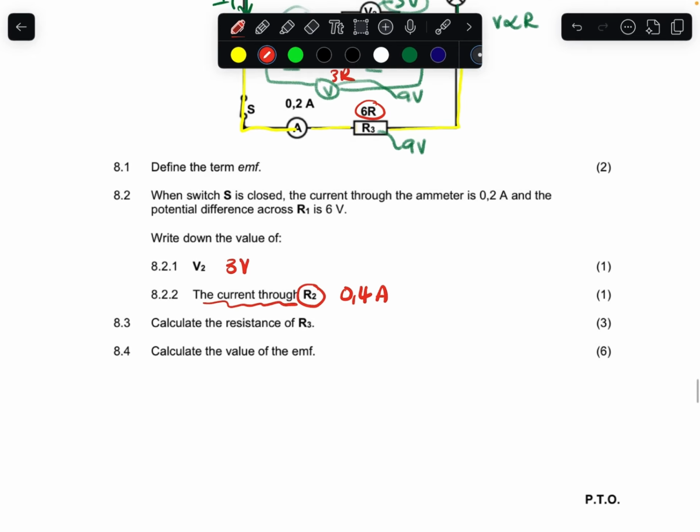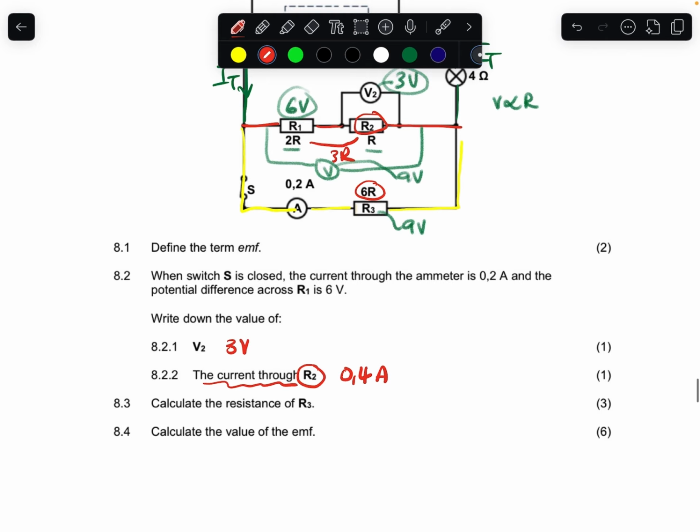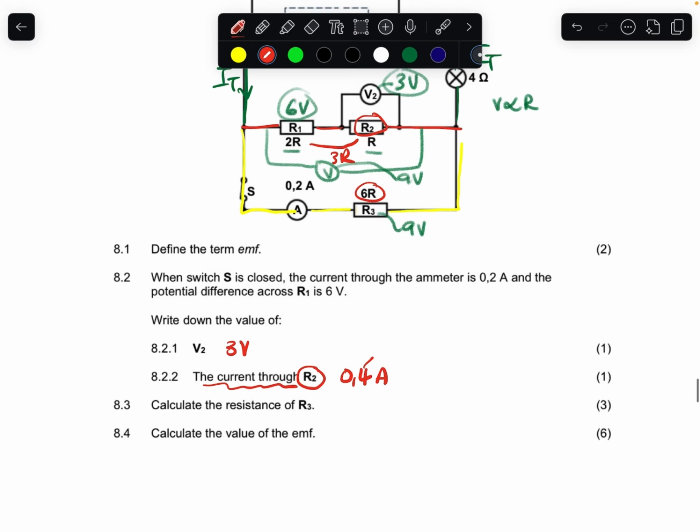I would like to prove it to you. Let's use the calculation to prove this. But there's no need, it's 1 mark. I just hope you understand that. But we can say the current that passes here, that's what we want. Let's say it's 3R, because it's 2R plus 1R.